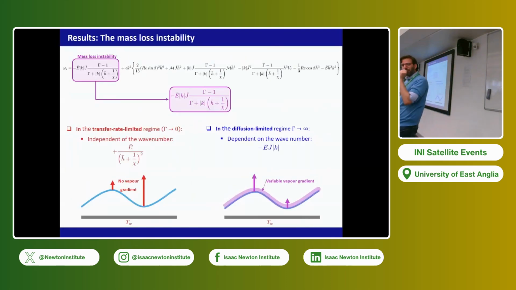So no, it's not the last actually. The second last thing I would like to say is about the mass loss instability. This was somehow a bit neglected in the previous work of Sultan et al., since we are not really talking so much about this term. And I mean, let's study the different regimes for this term.